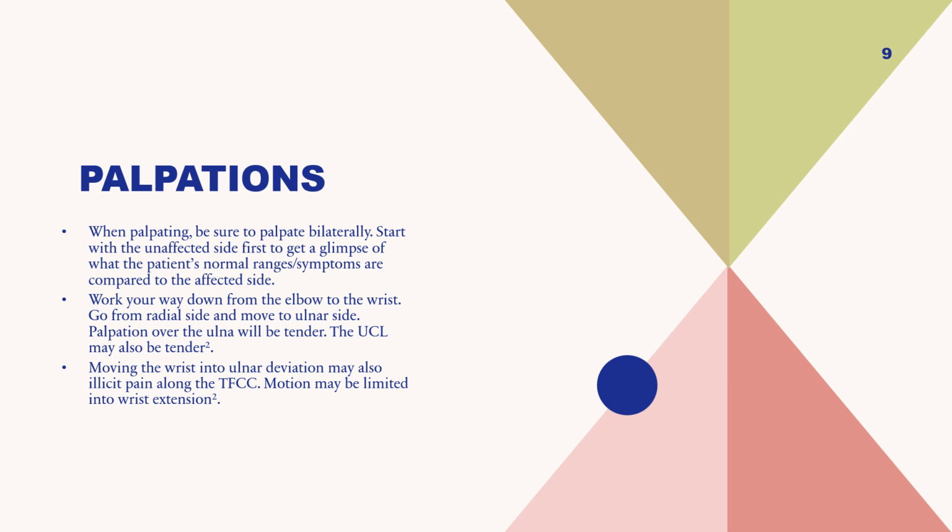You can also move the wrist into ulnar deviation, which can elicit pain along the TFCC. Motion may be limited in wrist extension. Ulnar deviation is when you move the wrist towards the pinky, like moving it down to the side.